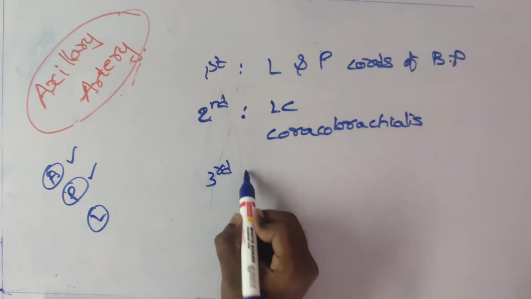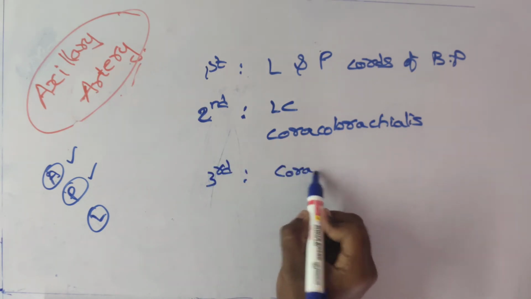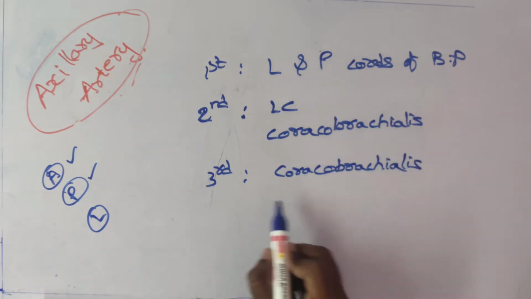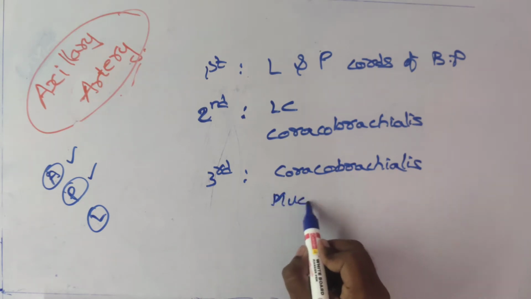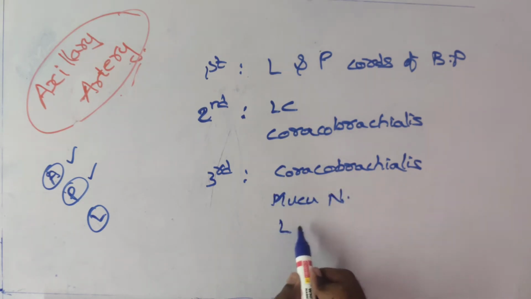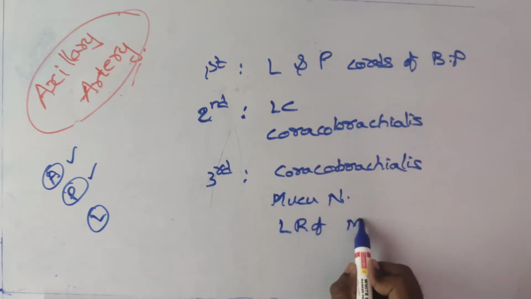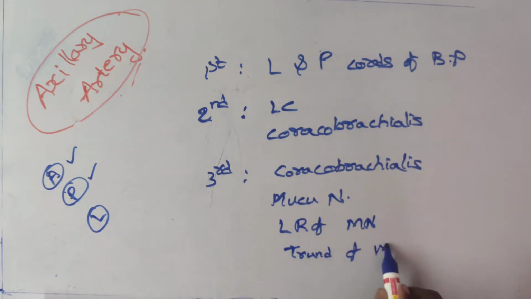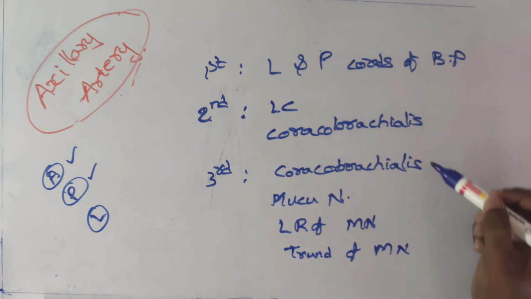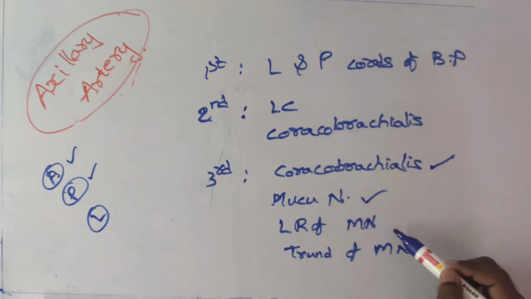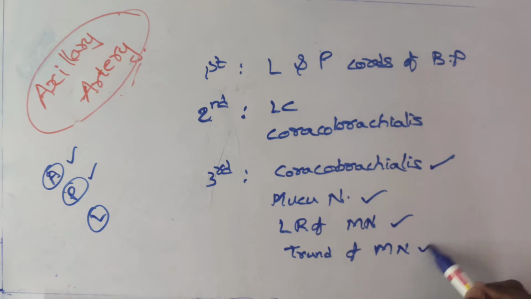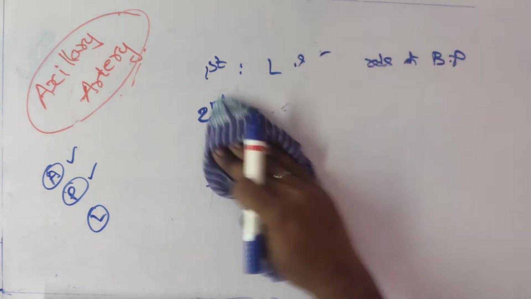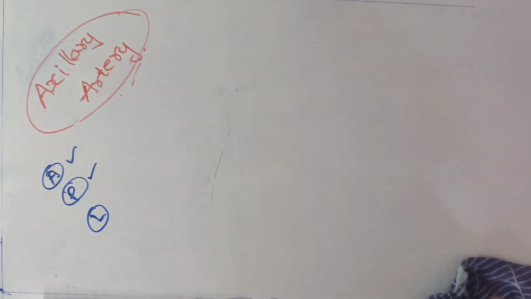Now coming to the third part: coracobrachialis, musculocutaneous nerve, lateral root of median nerve and a trunk of median nerve. I repeat again, coracobrachialis, musculocutaneous nerve, lateral root of median nerve, trunk of median nerve. These are the parts that belong to the lateral surface of the first three parts.